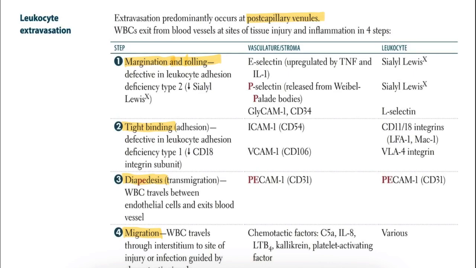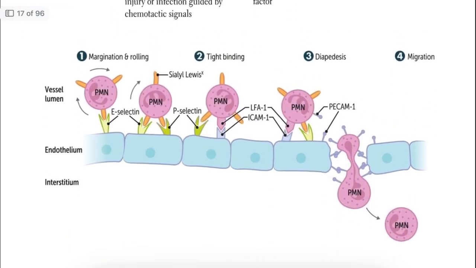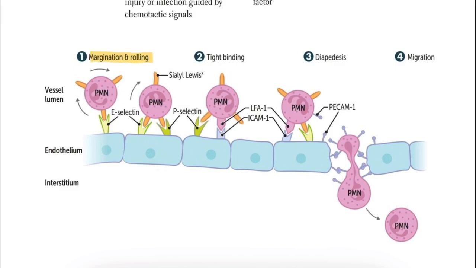Just imagine, you can see this image, yeah, this is margination and rolling. You can see with this image and you can easily understand. So just imagine a white blood cell, a PMN. PMN means polymorphonuclear neutrophil. Okay, this is the white blood cell. It's like floating in the bloodstream.